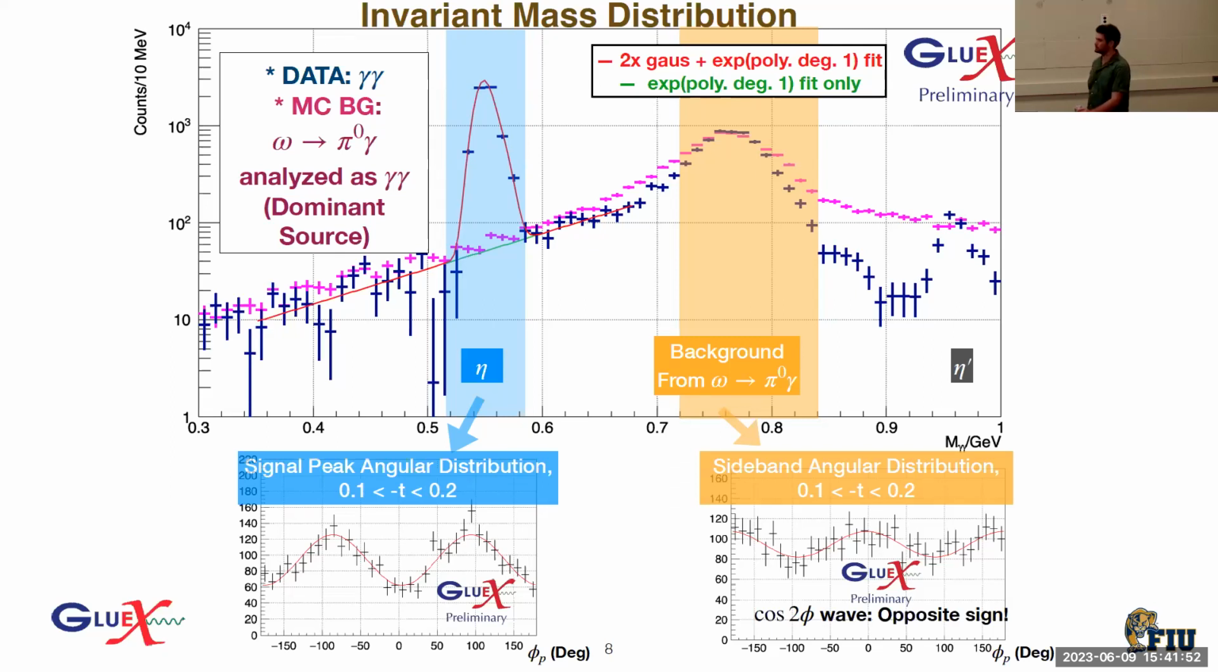Yeah. But did you find any order of magnitude difference between the omega asymmetries versus what you find with eta, like when you subtract away the sideband?